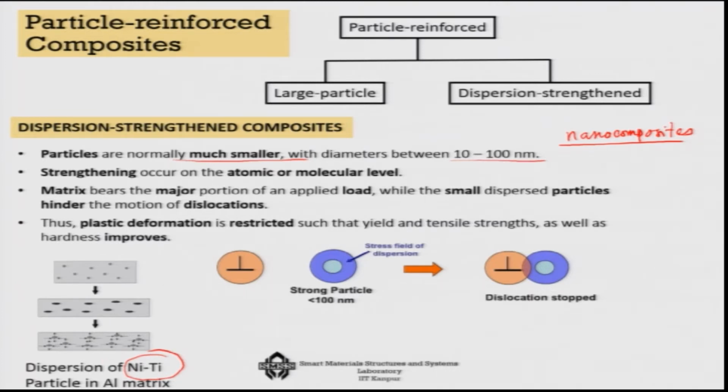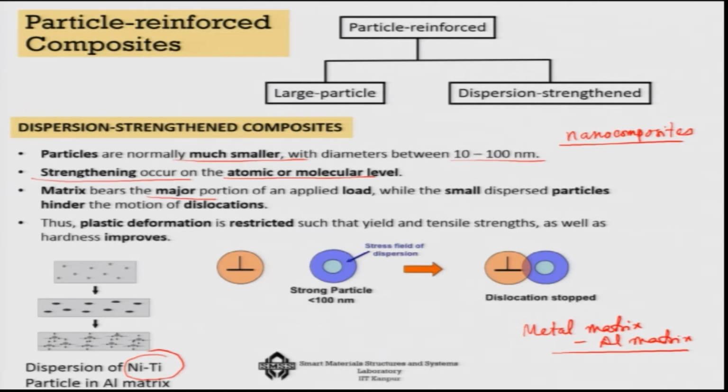Now, of course, in this case the strengthening occurs at the atomic or molecular level, and as usual the matrix is there. One small difference here with respect to the large particle case: in the large particle ones, the epoxy's role was just to make sure that the load is uniformly distributed, but in this case the matrix can bear the major portion of the load. So, what kind of matrix can do it? Polymeric matrix generally cannot do it. Well, yes, the metal matrix can do it. So, metal matrices like aluminum matrix in this particular case can do it beautifully.